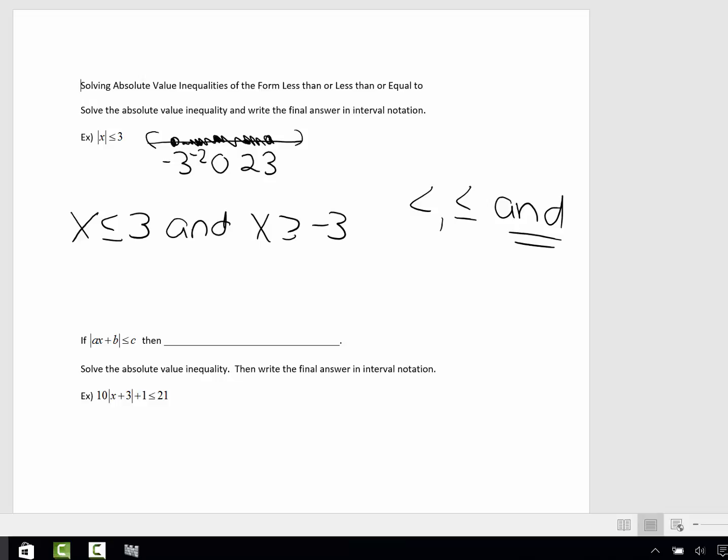So, how do I write this in general? If I have the absolute value of ax plus b is less than or equal to c, then I have two inequalities. Ax plus b is less than or equal to c, and ax plus b is greater than or equal to negative c. So every time I have an absolute value inequality, you should expect to have two inequalities.